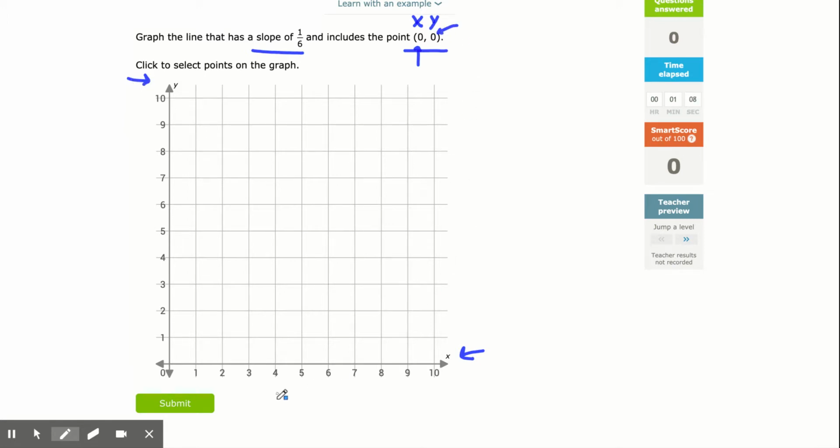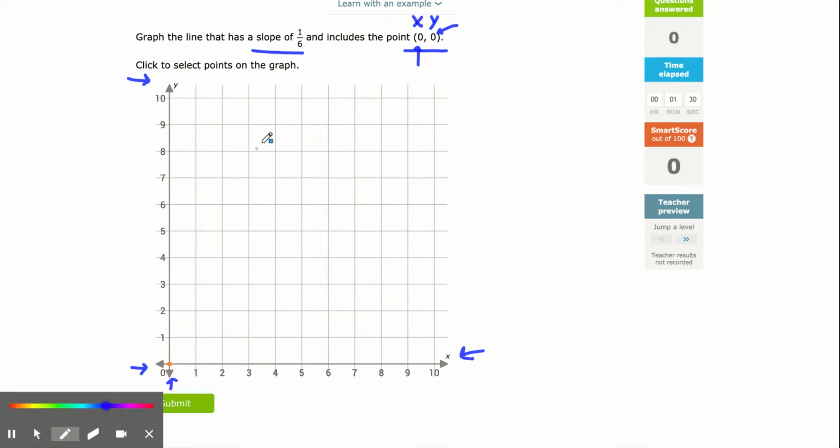This one here happens to be 0, 0, so I move to the right 0, which means I'm going to be right here on the x-axis. I'm going to move up 0, which means I'm going to put it right here on the y-axis. So my point is right there. From the point, I need to graph a line, and as you notice, it lets me move this second point around. Now I'm going to use the slope.